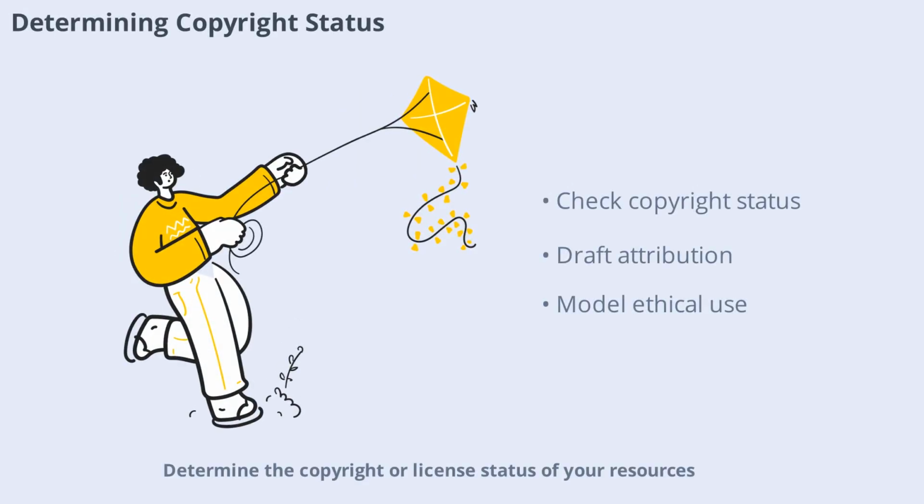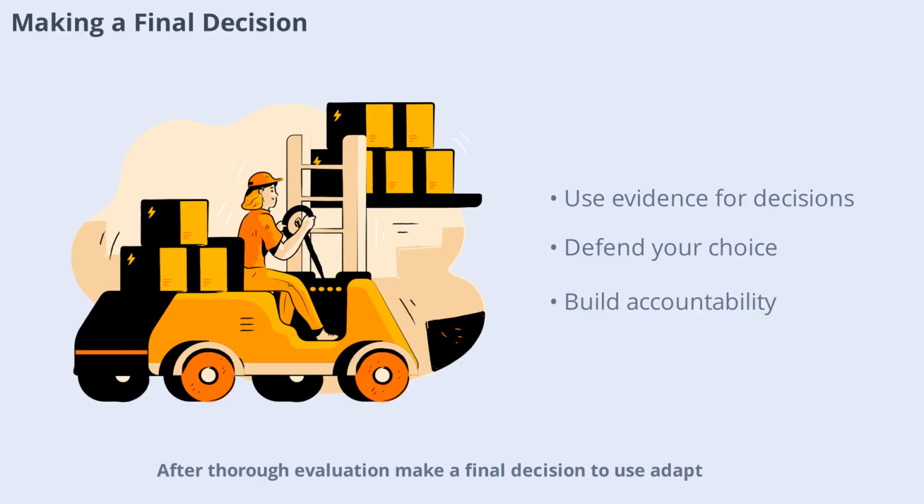Determine the copyright or license status of your resources. Draft an attribution statement if required. This step ensures you respect intellectual property rights and model ethical behavior for your students. After thorough evaluation, make a final decision to use, adapt, or reject the resource. Defend your choice with evidence from your checklist and analysis. This process builds your confidence and accountability as an instructional decision-maker.